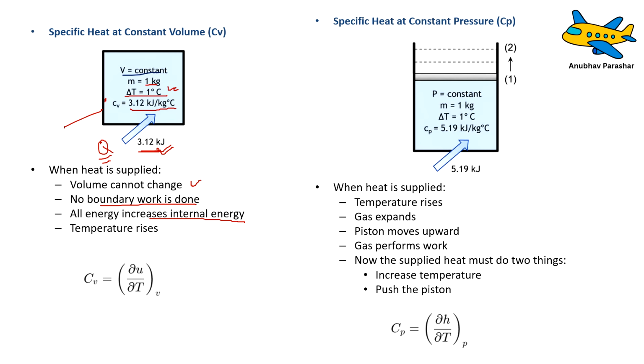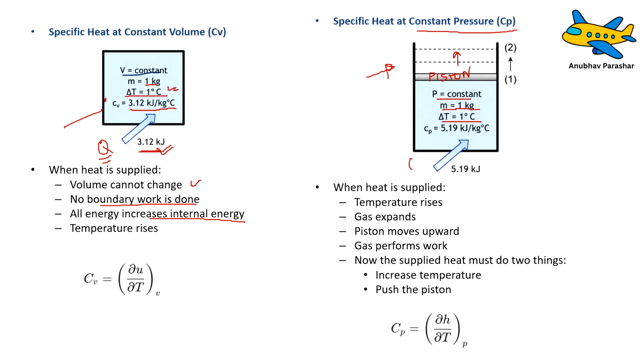Now let us first discuss specific heat at constant pressure, then we'll compare both of them to have a better understanding. In the second system, we have a piston here, and the piston is movable. It can go up, it can come down. Here we have the same amount of mass, 1 kg. Again, we want to increase the temperature by 1 degree centigrade, and we are keeping the pressure constant here.